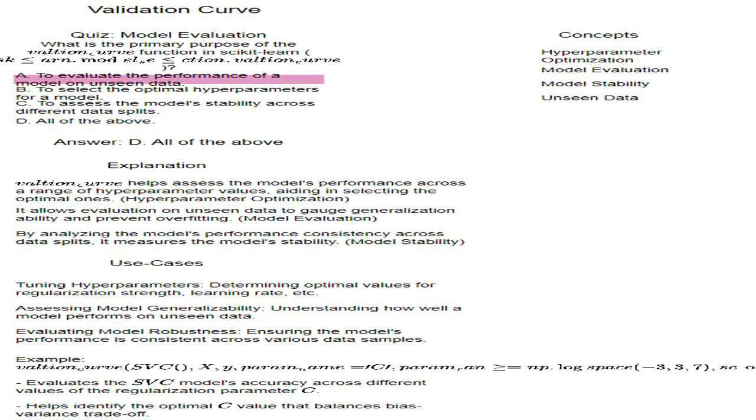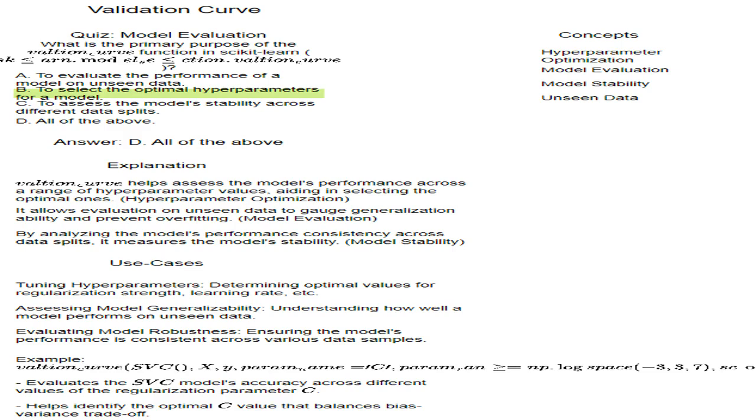A. To evaluate the performance of a model on unseen data. Correct. Validation curve employs cross-validation, which involves splitting the data into training and testing sets. The model is trained on the training set and evaluated on the unseen testing set, providing insights into its generalization ability. Model evaluation.